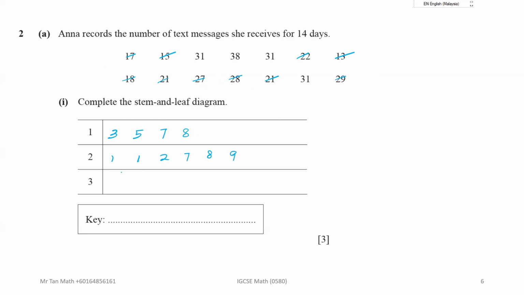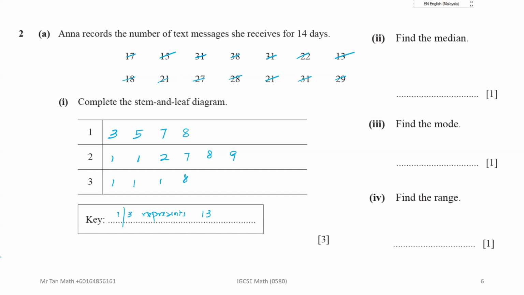Okay, then 30 is 31, and then another 31, another 31, and 38. Okay, so the key is put 1, 3, this represents 13. Use any of the numbers.